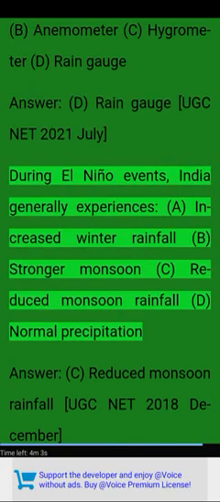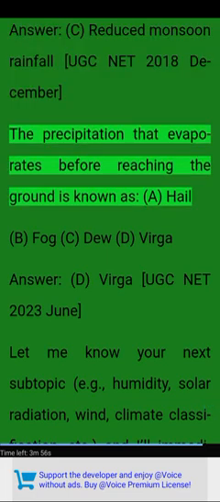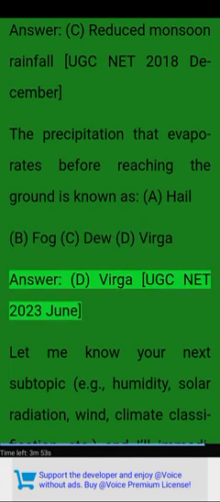During El Niño events, India generally experiences A. Increased winter rainfall. B. Stronger monsoon. C. Reduced monsoon rainfall. D. Normal precipitation. Answer: C. Reduced monsoon rainfall. UGC NET 2018 December. The precipitation that evaporates before reaching the ground is known as A. Hail. B. Fog. C. Dew. D. Virga. Answer: D. Virga.